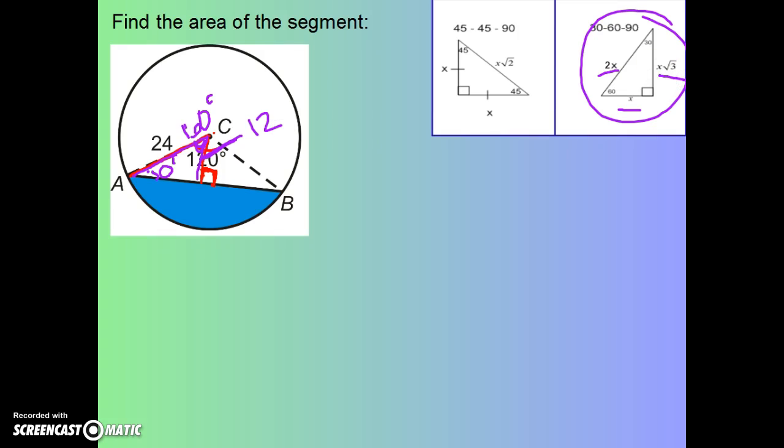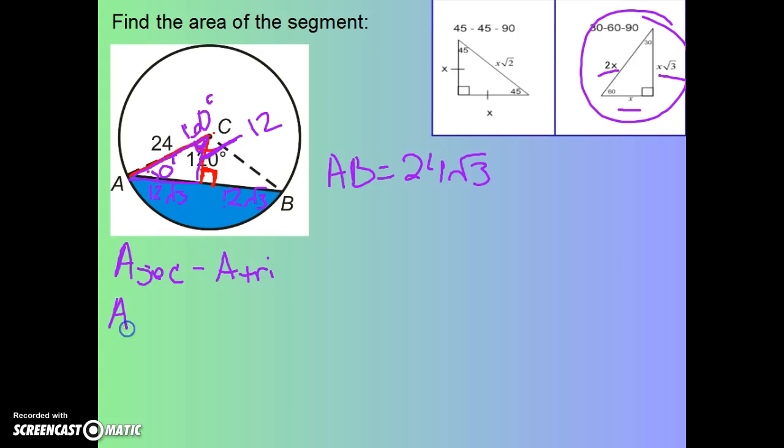And then I know that the other side length is going to be 12 times the square root of 3. And again, that gets reflected on this side. So I know that the length AB is equal to 12 times the square root of 3 plus 12 times the square root of 3, which is equal to 24 square root of 3. Now let's go ahead and start finding the areas. So again, the area of the sector minus the area of the triangle.